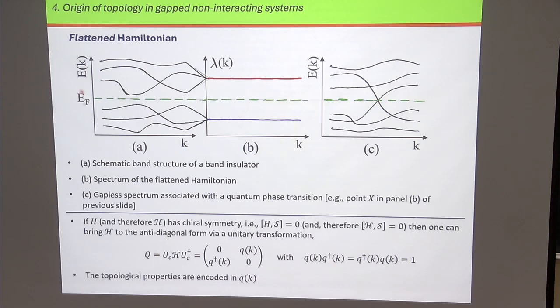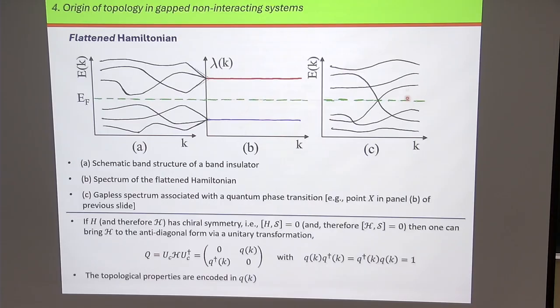So the idea is more or less in here. If this is your spectrum, let's say you have all these bands, and you have a gap, with the Fermi energy here. Essentially, when you flatten the Hamiltonian, you are mapping this spectrum into a spectrum in which you have just minus 1 and 1 as eigenvalues. All the positive energy bands will map to 1, and all the negative energy bands will map to minus 1. Now, if you have a gap, you will also have a gap in the flattened Hamiltonian.